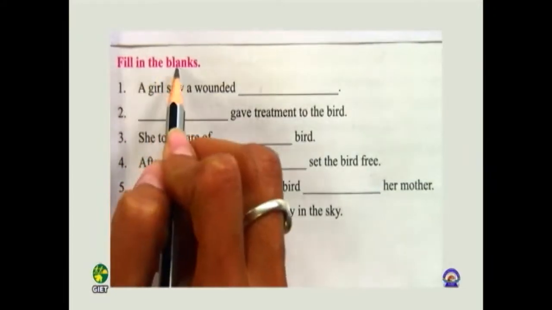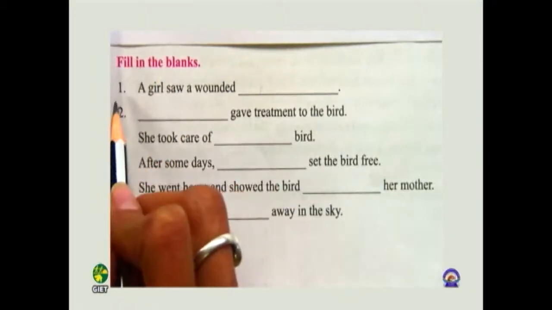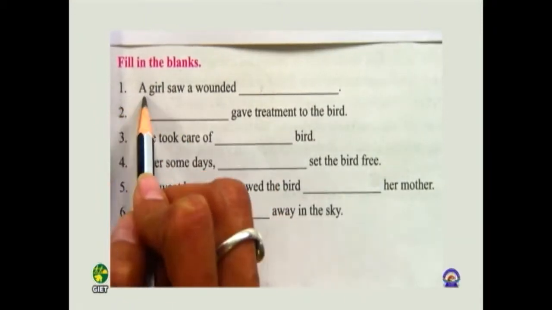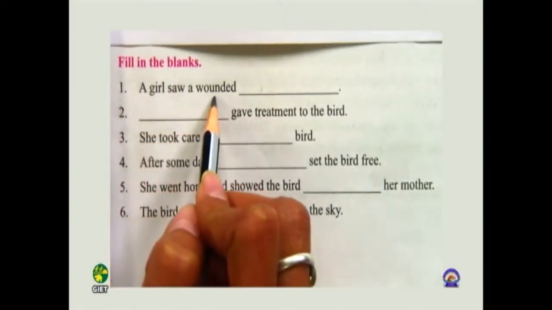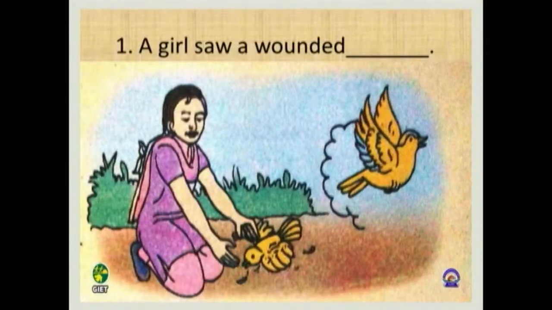Fill in the blanks. Let's read the first blank. Number 1, a girl saw a wounded blank. Friends, see this picture and tell me the answer. What did a girl see? Is it a wounded bird?